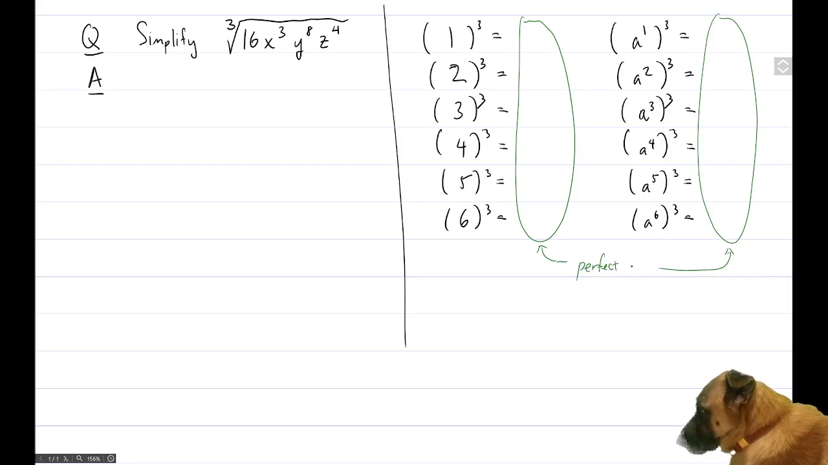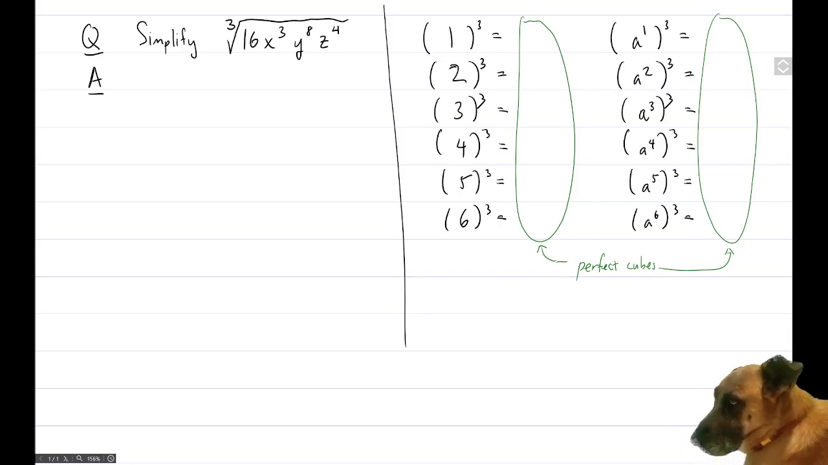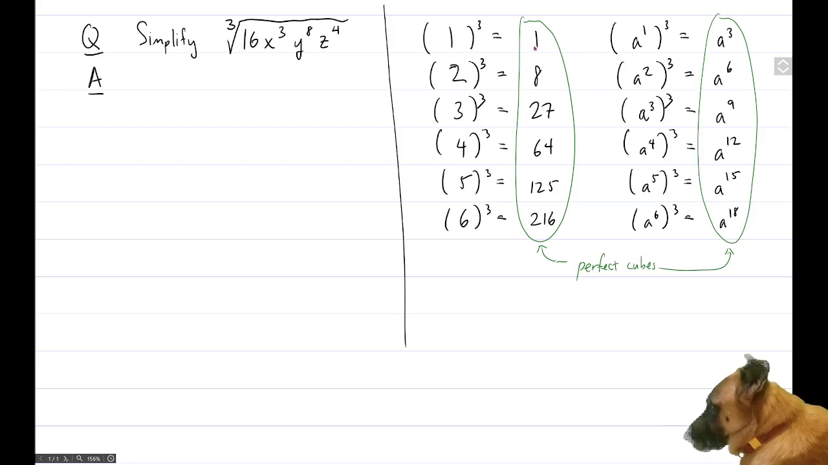Just like perfect squares are the results of squaring something, perfect cubes are the results of cubing something. So please pause for a moment and try filling those in. So 1, 8, 27, 64, 125, 216. I did use a calculator for 6 cubed there.